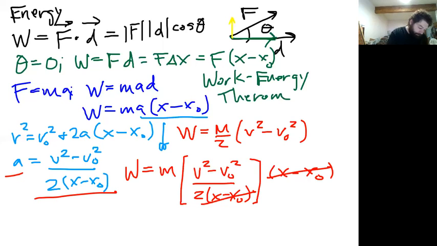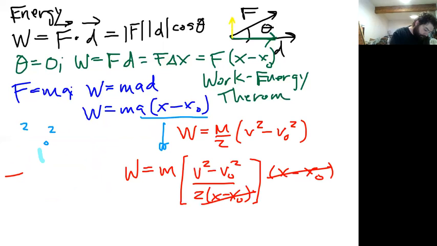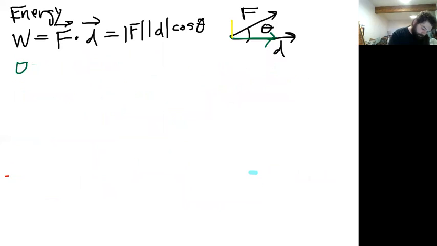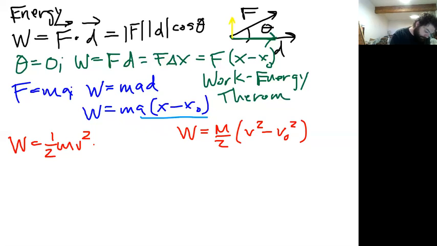So I'm going to erase some of this. Erase this part. Erase this equation. Okay. And I'm going to write this same equation another way, which is work is equal to 1/2 m v squared minus 1/2 m v naught squared. Okay, so this is really important. This is going to be our change in kinetic energy.